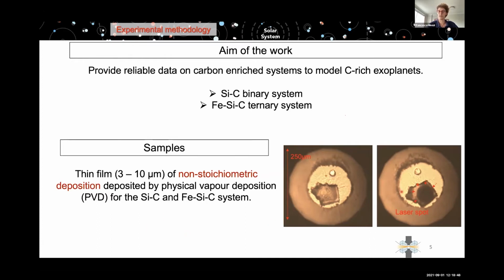So that's very nice for experiment recovery. And finally, they all have the same thickness. With one sample made by PVD, it's possible to have multiple samples for a single experiment, and this guarantees the reproducibility of the diamond anvil cell experiments.